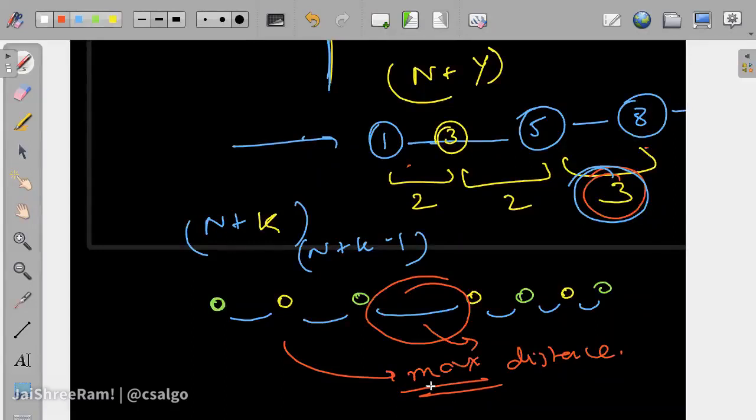Is this question clear now? There are a few fixed points, and you place k more points such that this maximum distance becomes minimum. That's the problem.